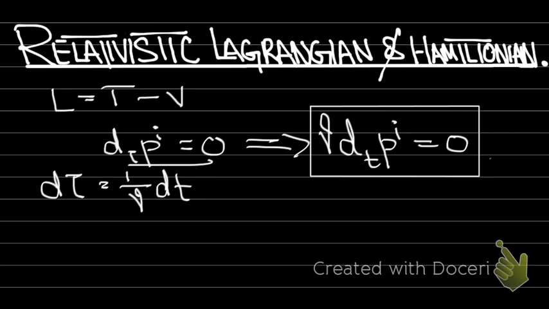Okay, so number two then is that the physics obviously must remain the same in all inertial frames, and so the Euler's equations and the Lagrangian must be Lorentz invariant, which obviously implies that the action must be Lorentz invariant.